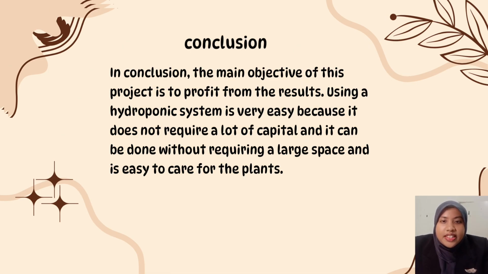And lastly, for me, we have the conclusions. In conclusion, the main objective of this project is the profit from the result. Using the hydroponic system is very easy because it does not require a lot of capital, and it can be done without requiring a large space, and it's easy to care for the plants. That's all for me.